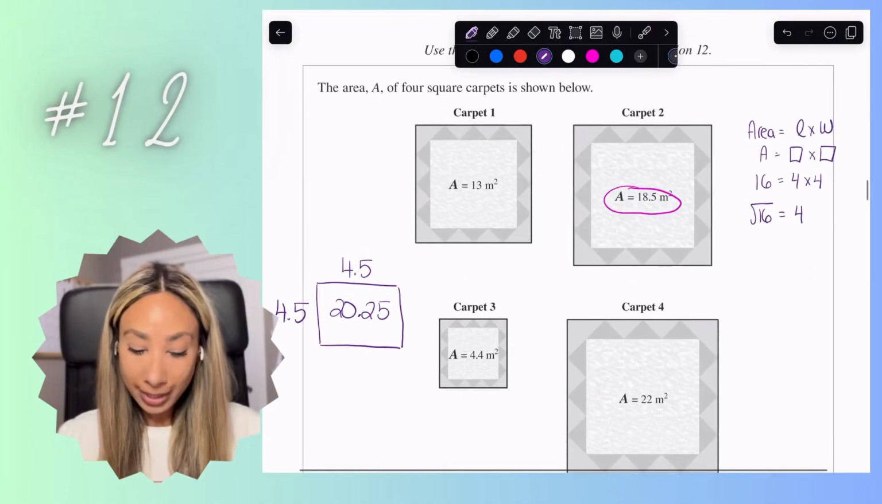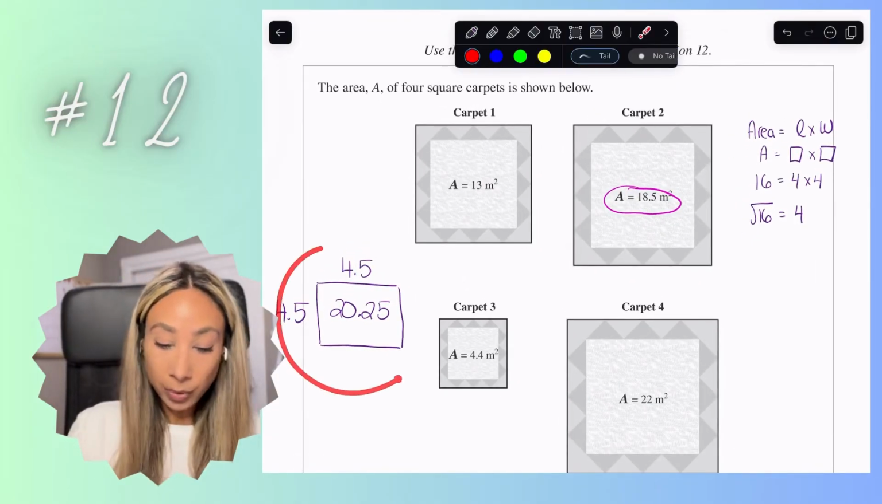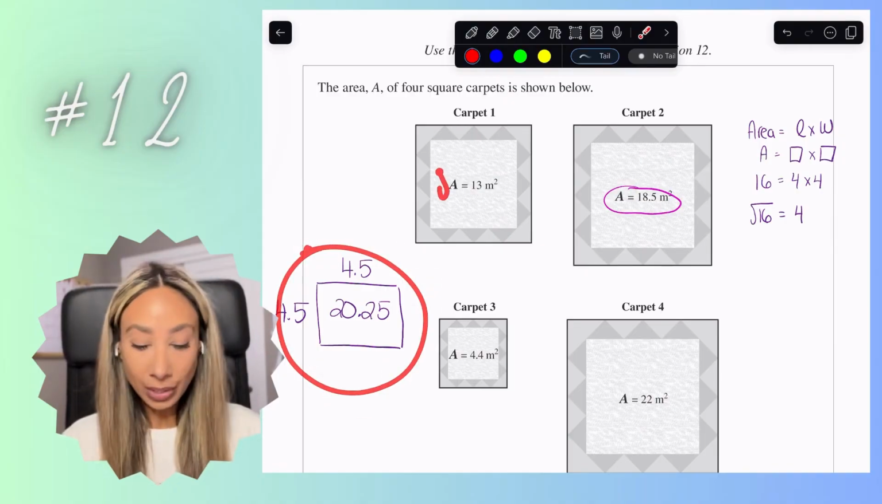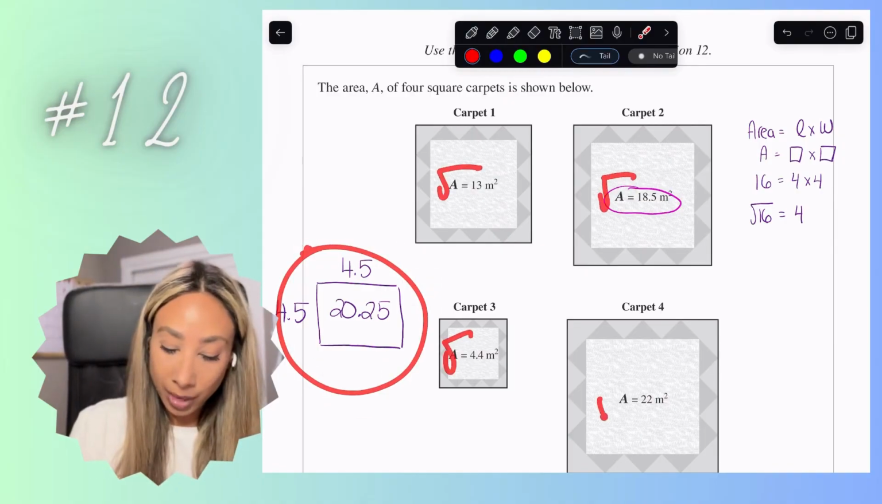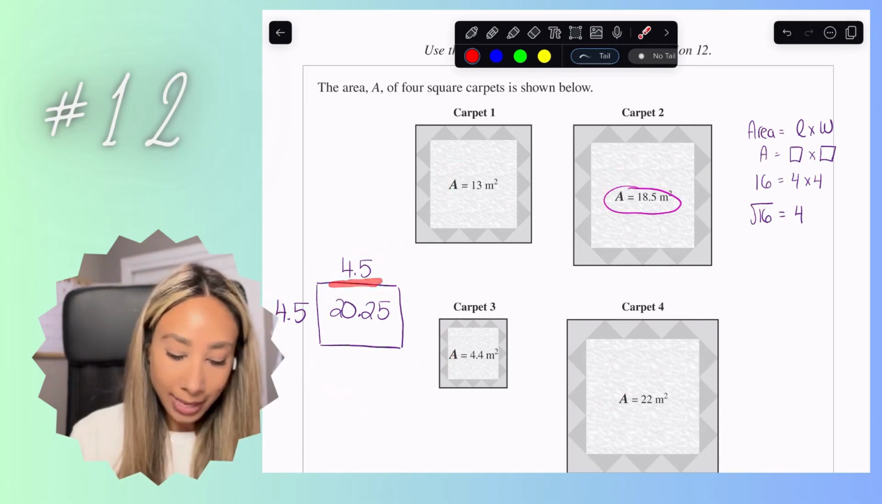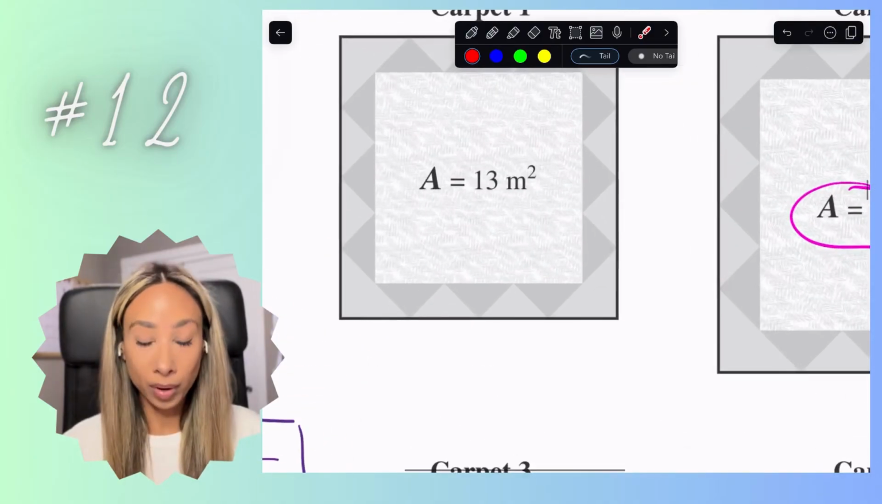So in a question like this, if for some reason we choose not to use this method, or for whatever reason the question's different and we can't use this method, we can take the square root of each of these and find the side lengths, and that side length has to be a little bit smaller than this 4.5.